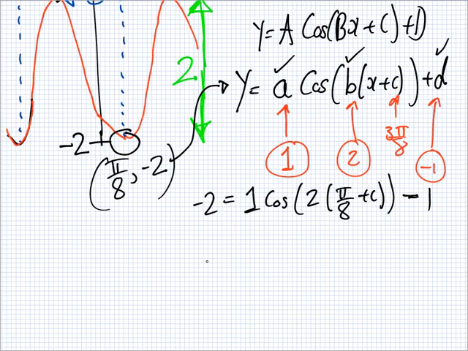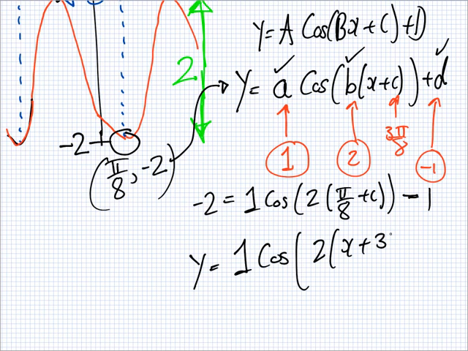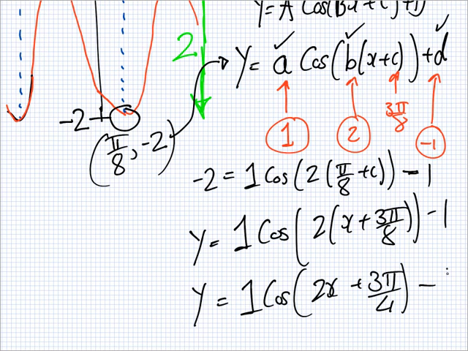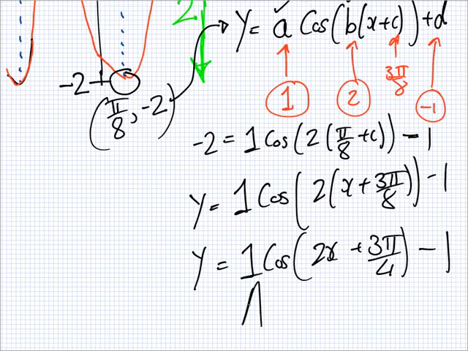So, my equation is now like this. y equals 1 cos 2 x plus 3 pi over 8, minus 1. And I should expand this. So y equals 1 cos 2x plus 6 pi, well that actually cancels, so that would be plus 3 pi over 4, minus 1. And that's the A, the B, the C and the D. Now, is that right or wrong? No, completely wrong. Well, that's what Young Peng was saying, so that's the reason we did this one.